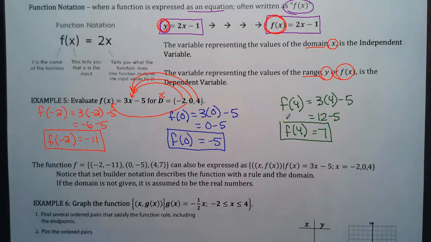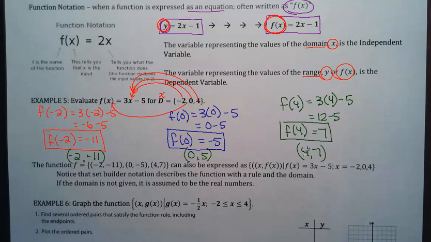Now the cool part about this is when we write it like this, or someone else writes it like this, x is -2 and y is -11. So you could write an ordered pair very quickly. Here, x is 0, y is -5. Here, x is 4, y is 7. You can very quickly write an ordered pair when you're using function notation.